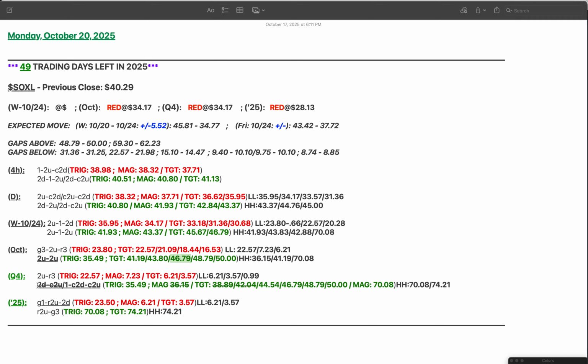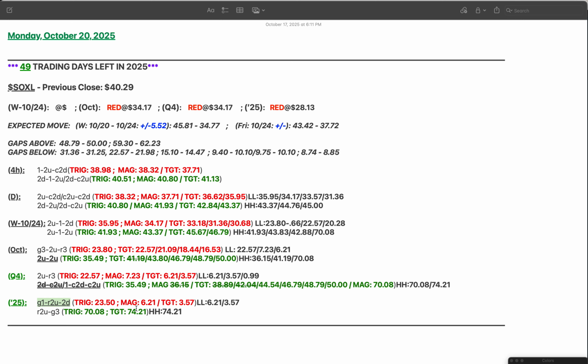On the quarter, we triggered and completed the 2 down, combo 2 up, triggering at 35.49 with the magnitude of 36.15. At that level, we then triggered the 1 combo 2 down, combo 2 up. So as long as we're above 36.15, we're in that 1 combo 2 down, combo 2 up. The full magnitude of that move is 70.08, but since it's such a big move, we've got some intermediate targets here. And once we get to that 50 level, we'll list out some more intermediate targets before we get to that 70.08.